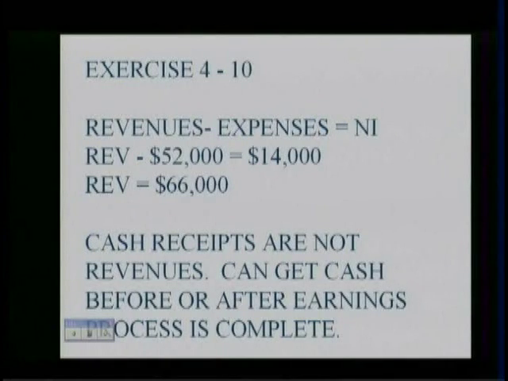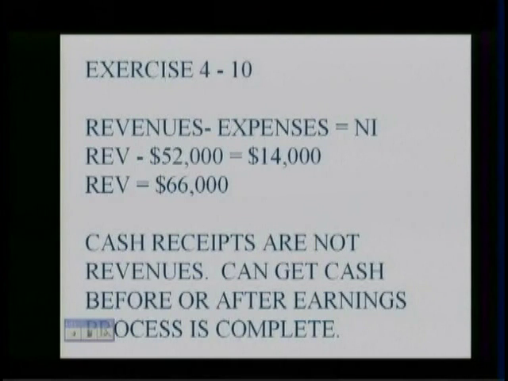Well, now, remember, net income is a result of taking your revenues, subtracting your expenses. Well, we know our expenses, and we know our net income, so we should be able to compute our revenues. So let's look at the formula there on the chart. Revenues minus expenses equals net income. Revenues minus $52,000 equals $14,000 of net income. Therefore, our revenue has to be $66,000.